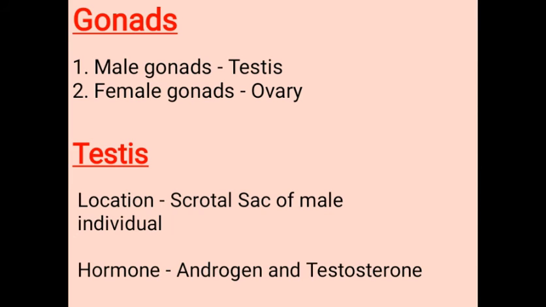Now what are the male sex hormones? There are two types of male sex hormone, androgen and testosterone. Now function of androgen and testosterone. Androgen regulates the development, maturation and function of the male accessory sex organs.